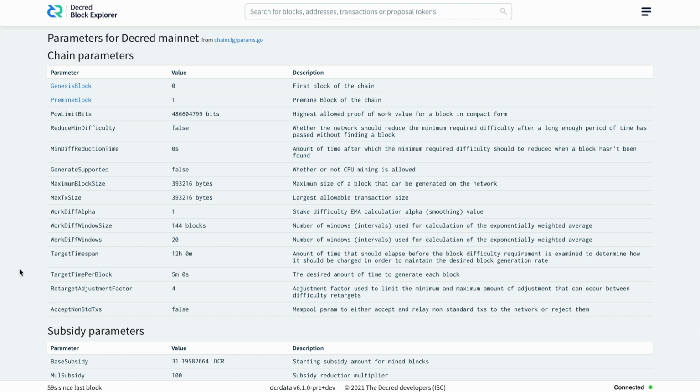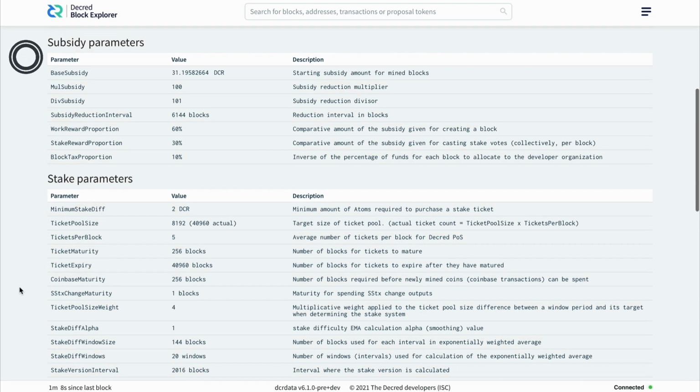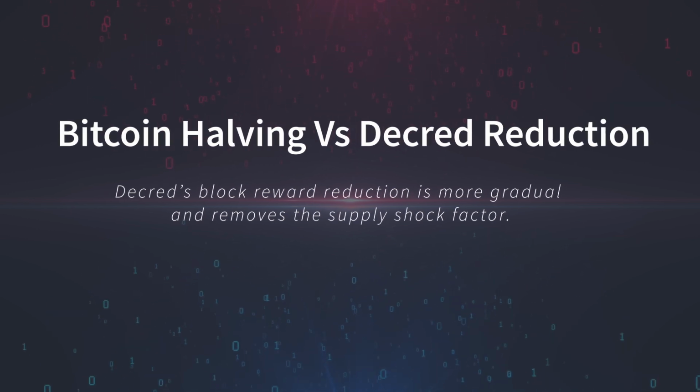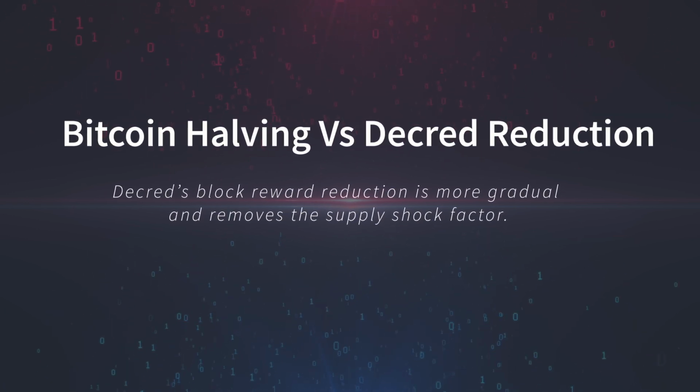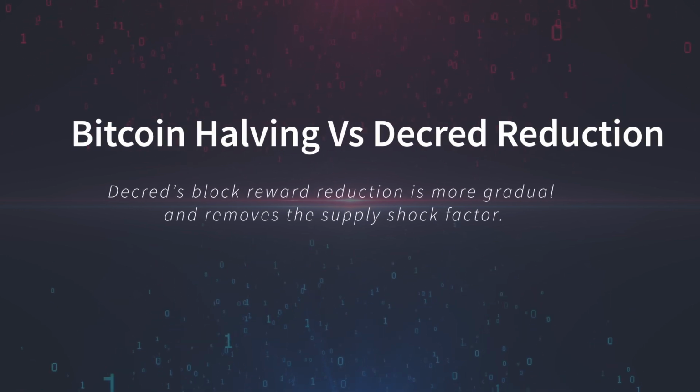The subsidy parameters section lets us look at how the block reward is distributed. The first part shows how the reduction occurs. For example, a reduction of 1% every 6,144 blocks, or approximately every 21 days. In contrast, Bitcoin has a block reward halving every 4 years. The idea with Decred's block reward reduction is to be more gradual and to remove the supply shock factor.